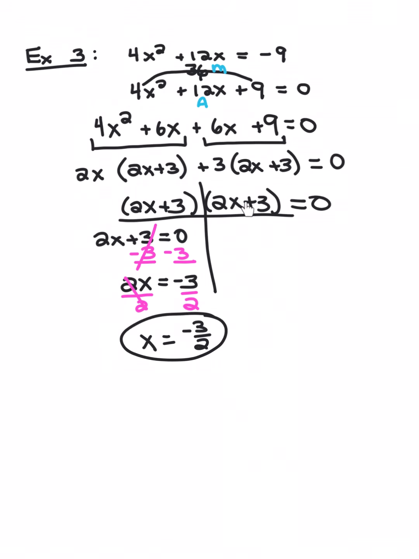Okay, since this is the same factor, we get the same solution. We do not have to write it twice. So if you want to write your solution in curly brackets like we did with the first one, you could write negative 3 halves. We could have done that with the second one as well.